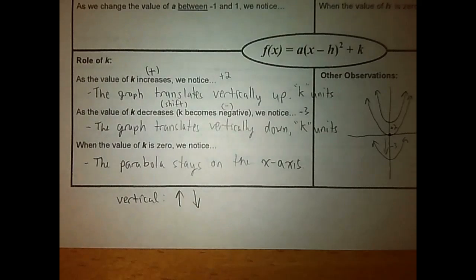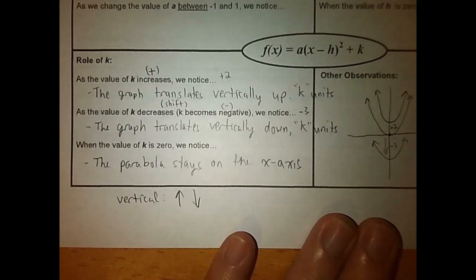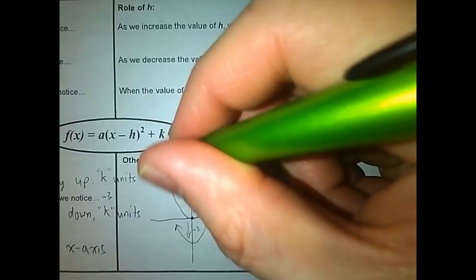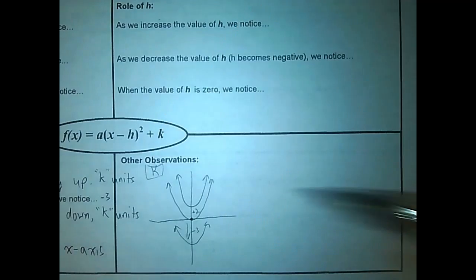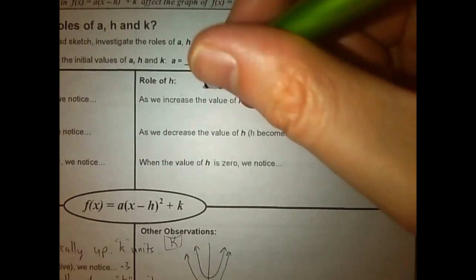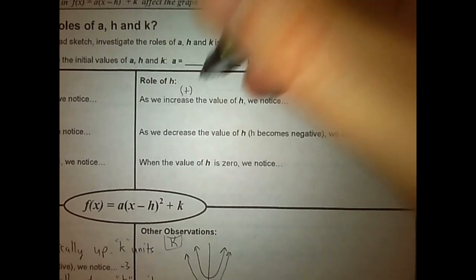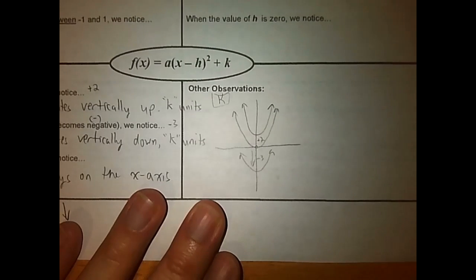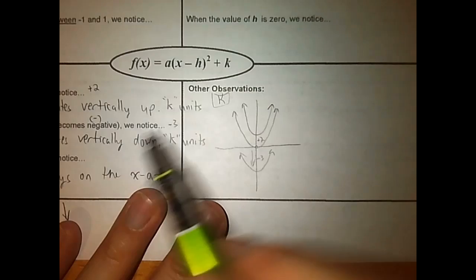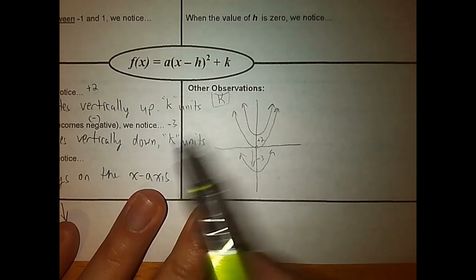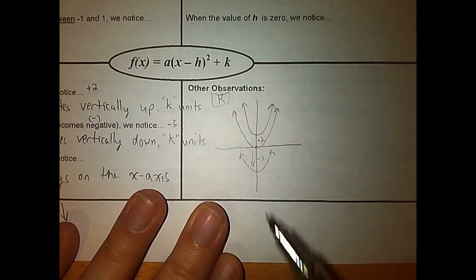All right, the next easiest one I think, in terms of letters, would be the h value. So I'm just going to label this k first. This is our graph for what the k value is. We're going to make a graph for h as well. So the role of h. As we increase the value of h, or if h becomes more positive, we notice we're going to have another shift or translation in our graph. So if the k value was moving up or down, and notice when k was positive, positive goes up, like in the positive direction. When k was negative, it went downwards, in the negative direction.